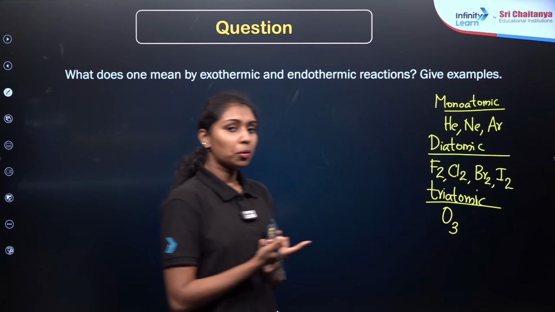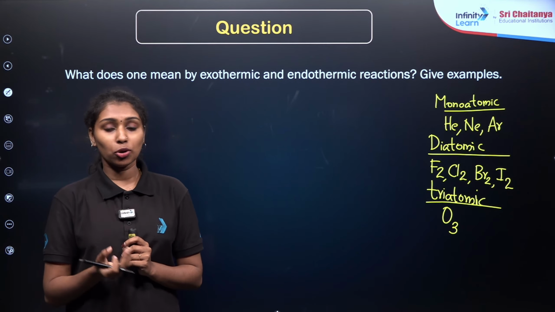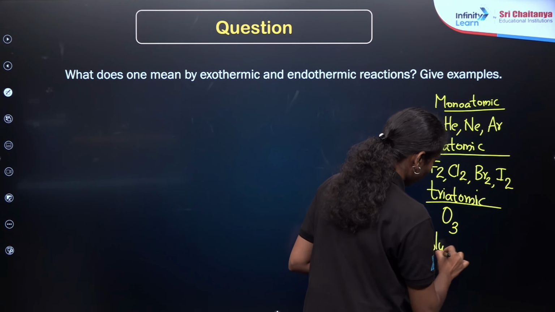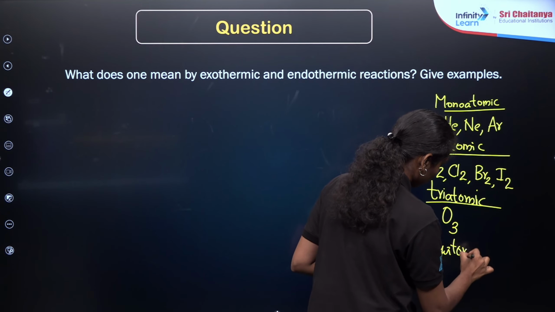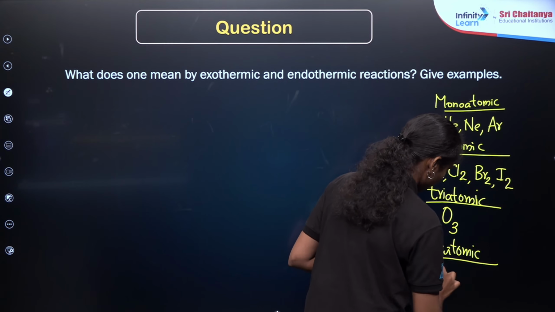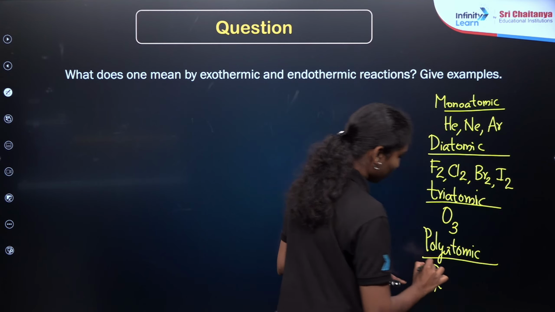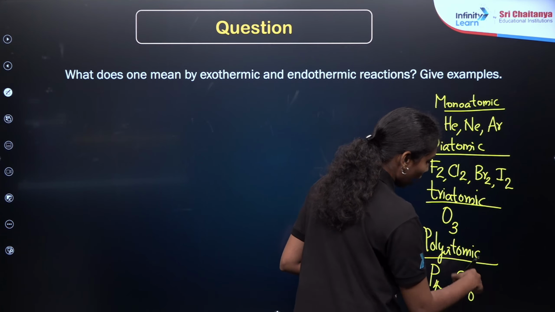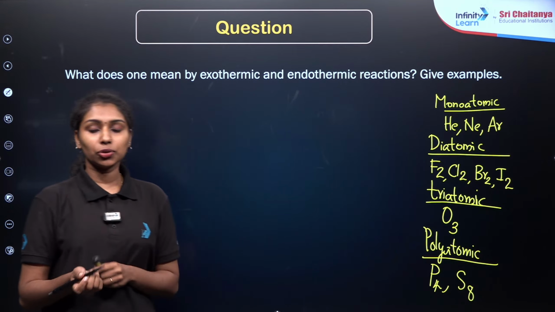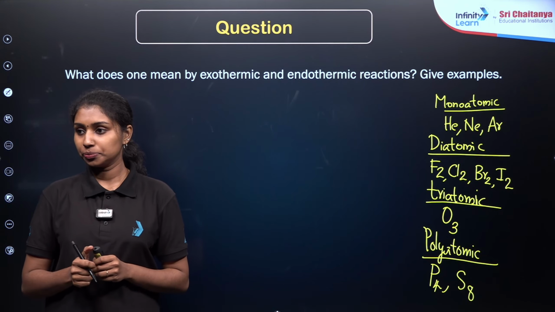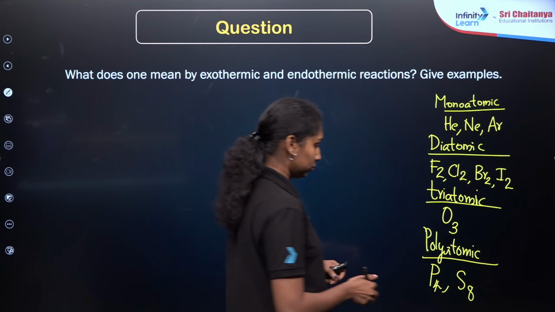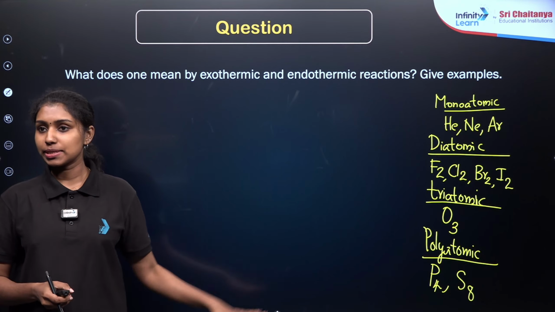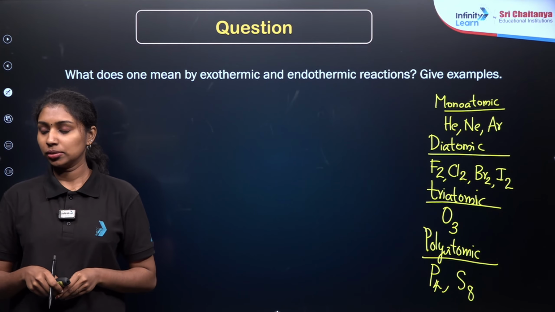Then polyatomic means atomicity will be more than 3. For example, phosphorus, right? It will exist as a tetraatomic P4. Then sulfur will always exist as octatomic, right? Which means 8 atoms are combined together to form one single molecule. Is that clear? This is about the atomicity of different molecules.